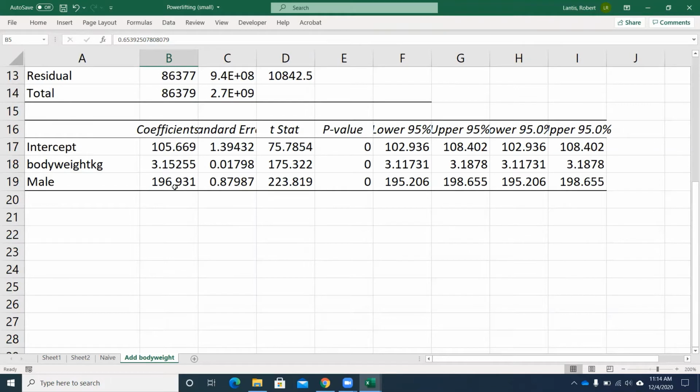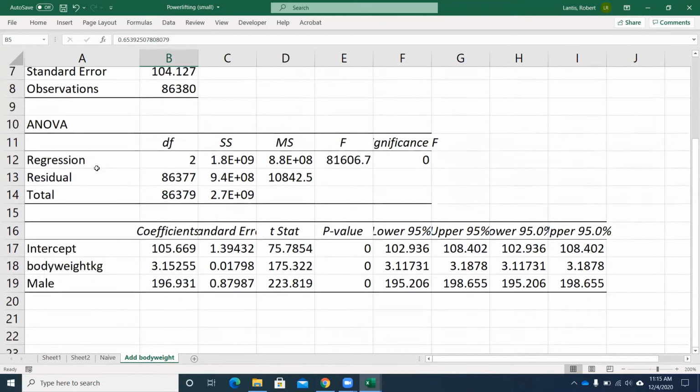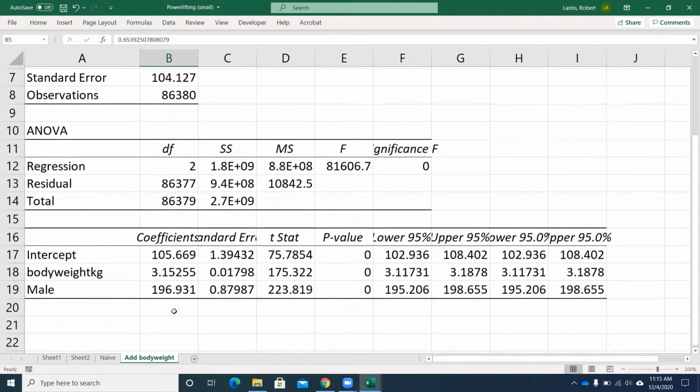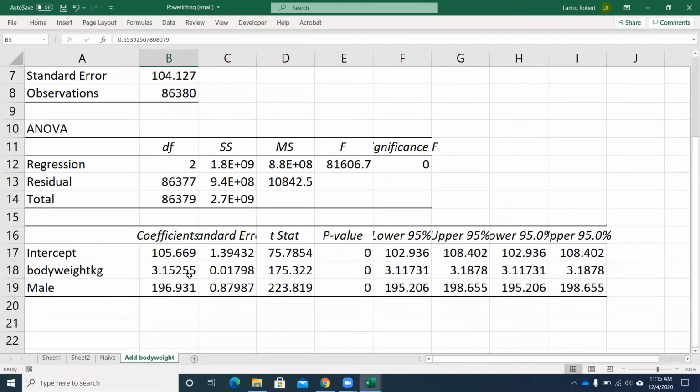And if I look at my estimate on male, it fell quite a bit, almost 80. We knew that we probably had this positive bias component, but once we include that variable we were leaving out that mattered, that was correlated with both total weight lifted and male, now that bias has been eliminated. Remember, the interpretation of the coefficient is one more unit in the X variable, so one more kilogram of body weight would predict the Y variable goes up by 3.15 kilograms, because body weight was in kilograms there as well.